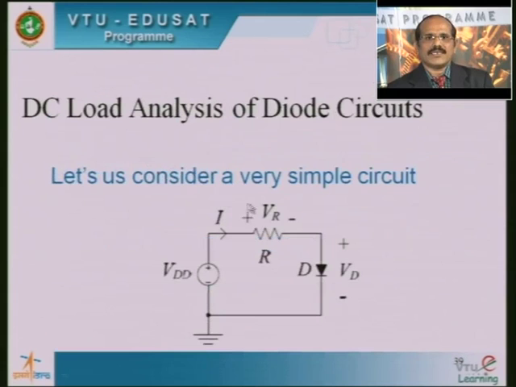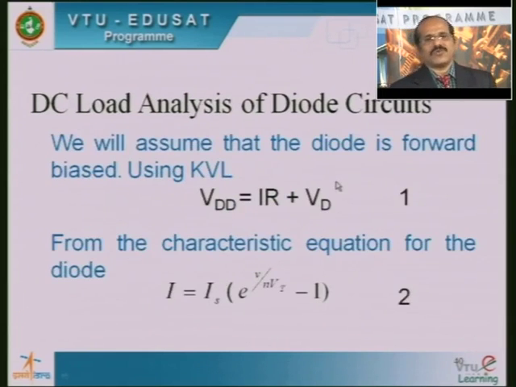I is nothing but the current flowing through this resistance, IR is the voltage drop across the resistance, VD is the voltage drop across the diode D, and VDD is the applied DC supply voltage here. You can assume this as equation 1.